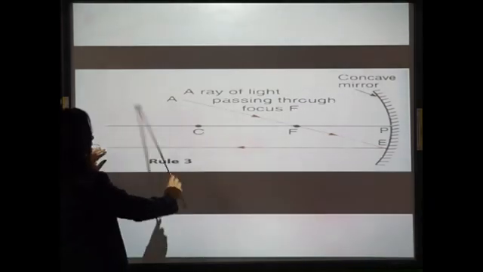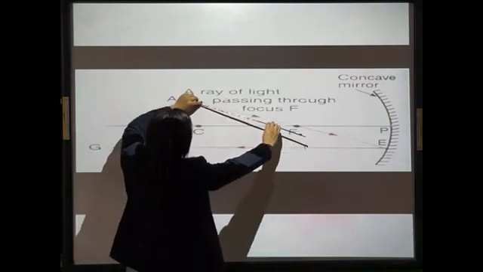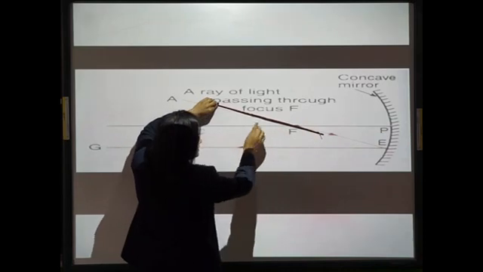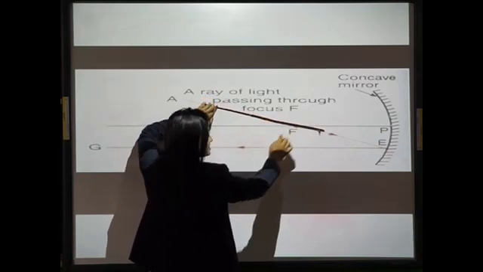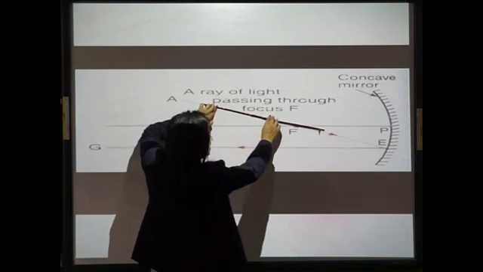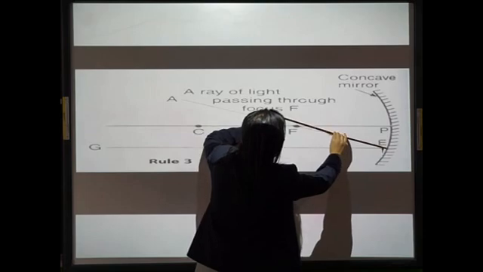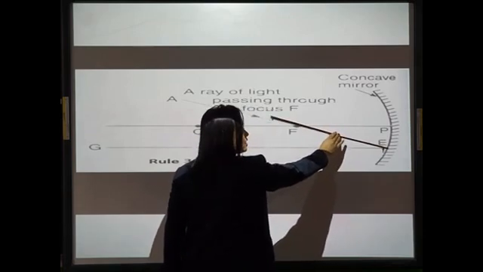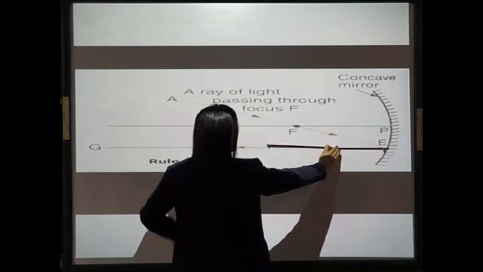See, this is the third one. This is your incident ray. Now the incident ray here is passing through the focus. What does F stand for? Focus. So it's passing through this focus, and as it moves and strikes the reflecting surface, what will happen? The reflected ray will be parallel to the principal axis.